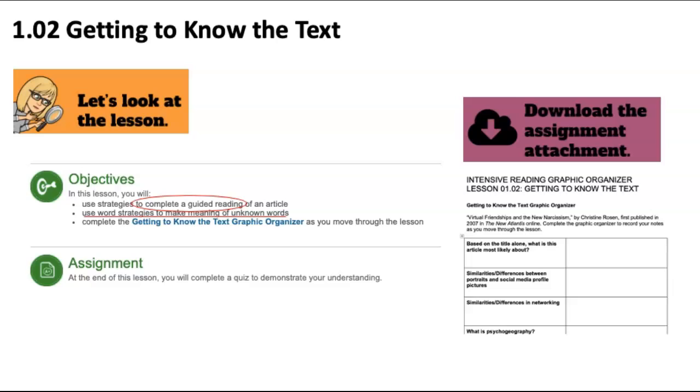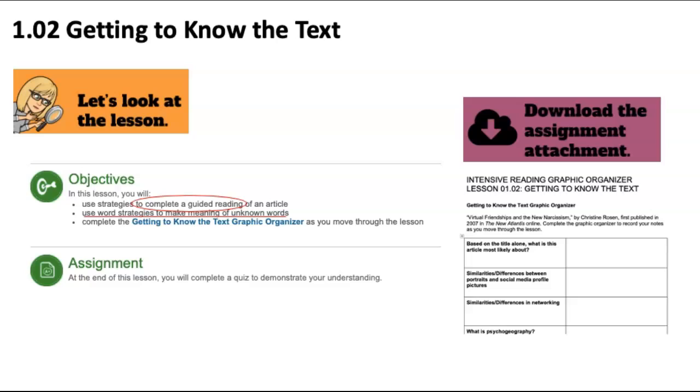Remember that a context clue is when you try to figure out what the meaning of the word is based on the words around that word. So the sentence and what the sentence is telling you, you should be able to glean what the definition of the word that you might not know is. And then last but not least, complete the Getting to Know You graphic organizer as you move through the lesson.